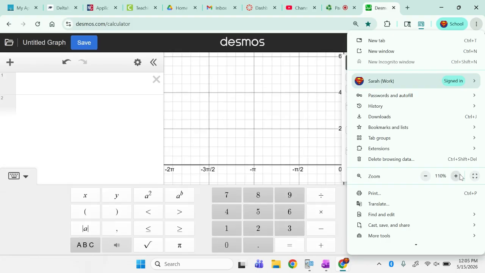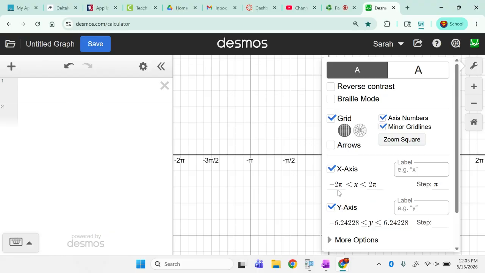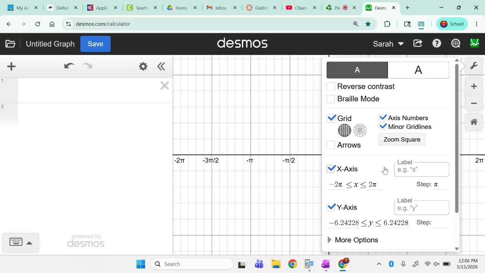So here, I'll zoom it in a little bit so you can see it better. So I typed in from negative 2 pi to 2 pi, and then the step I wanted to go up in terms of pi. Because if you look, what happens to my x-axis? My x-axis now looks like our x-axis on our packet. You don't have to do anything to the y. I just want you to do it to the x-axis. The y's you can leave as is.